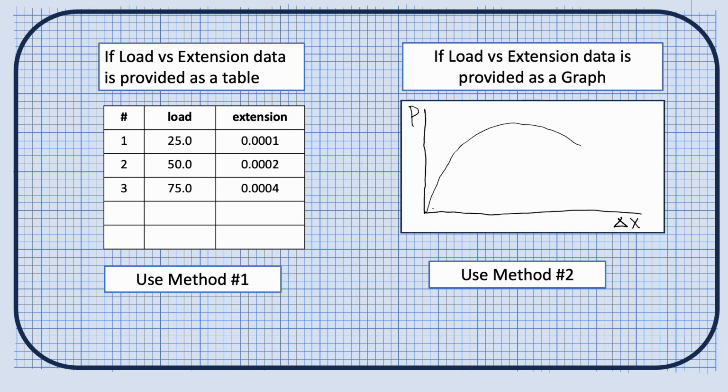So there will be two ways that you'll be provided data, or you'll collect data. In one case, it might come from a data acquisition system, and you'll just have columns of load and extension. Or you might actually get the load versus extension graph. So using those two possible forms of data, I'm going to talk about two different methods for converting that to stress versus strain.